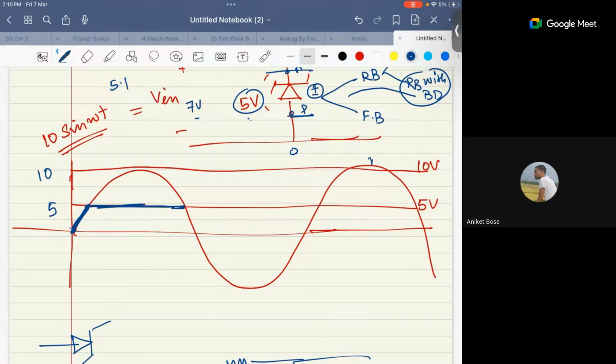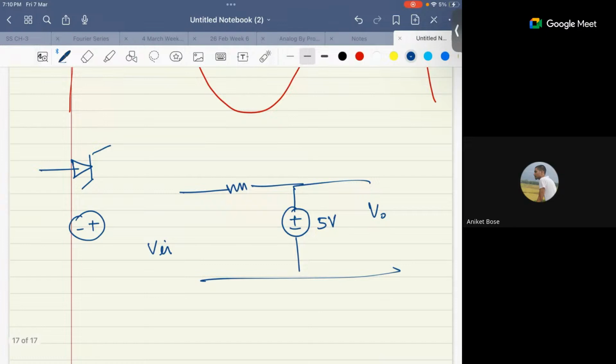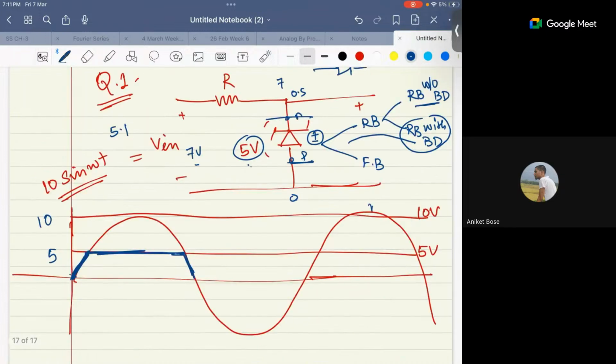Again, if V input is less than 5 volt, what will happen? It will start working as a reverse bias circuit without breakdown. This will be an open circuit. If it is an open circuit, V output and V input will be the same. So it will follow whatever the V input was. So V output will be the same.